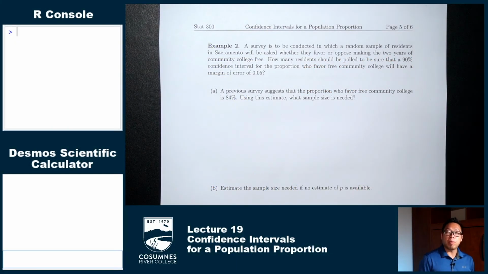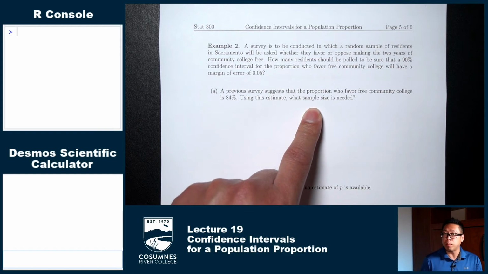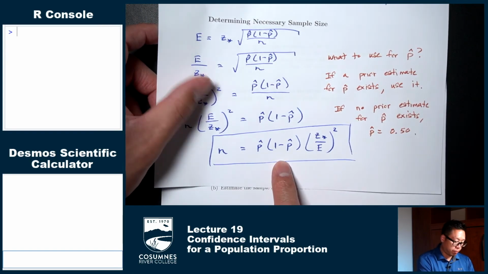Now that we have a formula for the sample size, we can do example 2. Part A. A previous survey suggests that the proportion who favor free community college is 84%. Using this estimate, what sample size is needed? So we're looking for a sample size, which means we're going to be using the formula for sample size. So let me recopy the formula for the sample size.